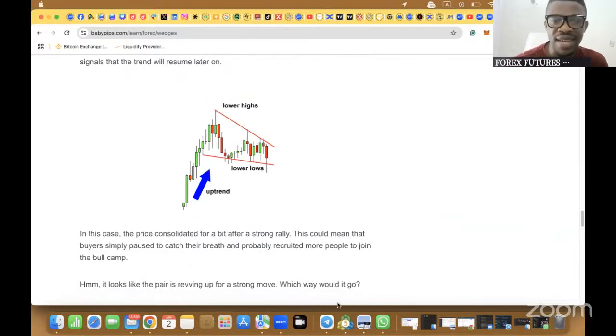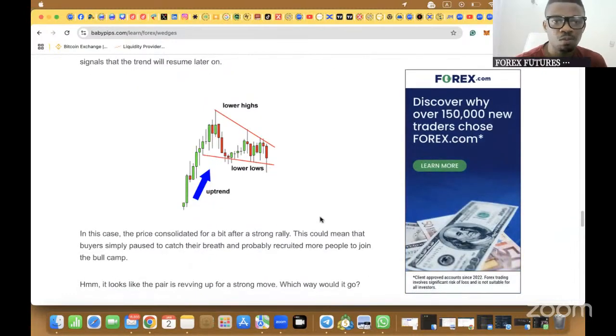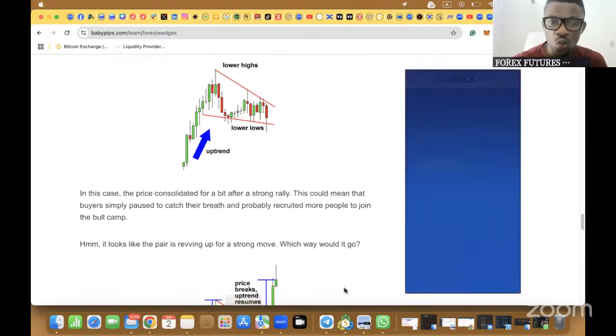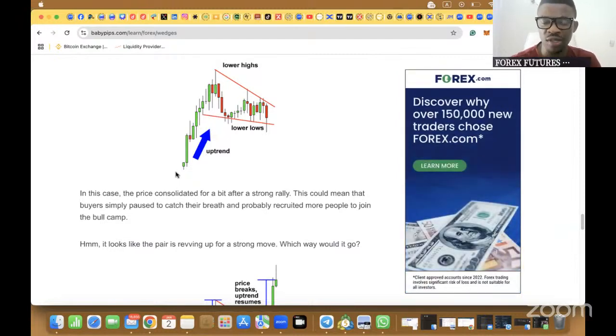Now, the best kind of falling wedge I like to trade is this one. You should not joke with this one. We are in the bull run. You want to see this kind of falling wedge form on all the cryptos, on Bitcoin, Ethereum, Solana, Cardano. This is the kind of falling wedge you want to see.